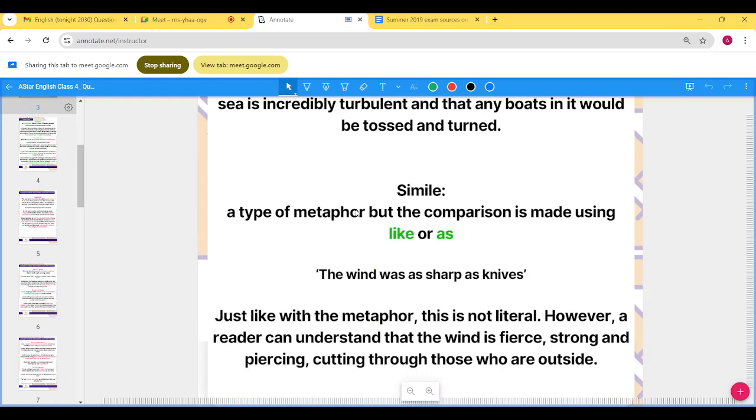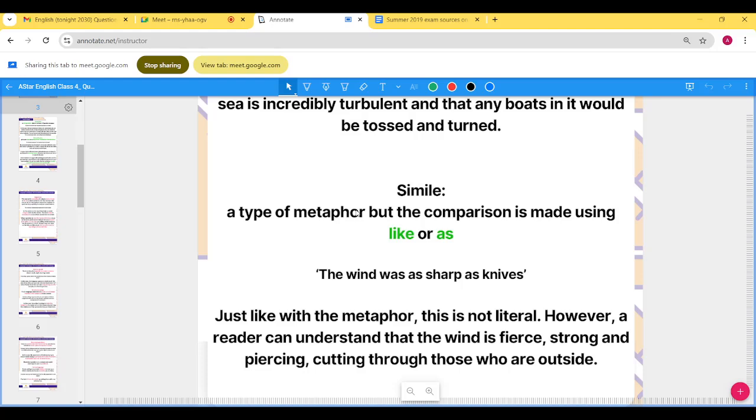And then we've got another example here. We've got a simile. To be honest, a simile is a type of metaphor. We think of them as separate techniques, but really all similes are metaphors, even though all metaphors aren't similes. Similes are a comparison in the form of a metaphor, but using the words like or as. We've got here, the wind was as sharp as knives. Equally, we could say the wind was like a knife. Both of these would be a simile.